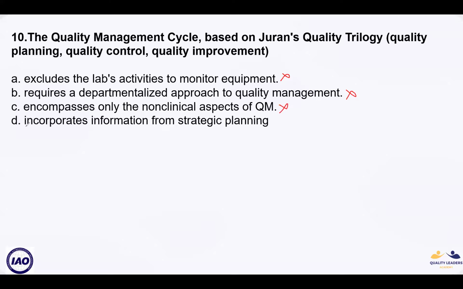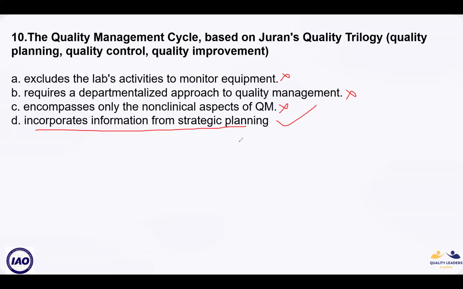And remaining, it incorporates information from strategic planning. Yes, because we all know quality planning begins with organizational goals like mission and vision, right? So once we eliminate all the three options, the right answer is that Juran's quality trilogy incorporates information from strategic planning, right? In a way, like just to remind, the quality planning begins with organizational goals, policies, mission and vision.